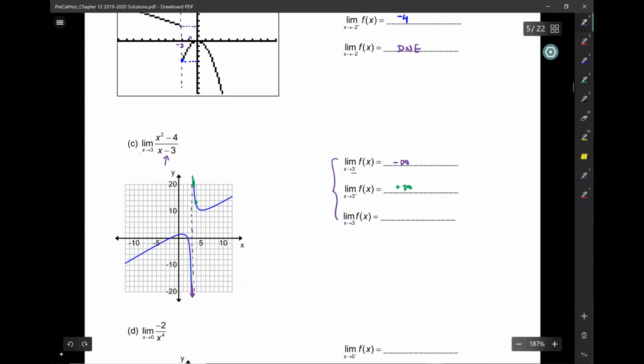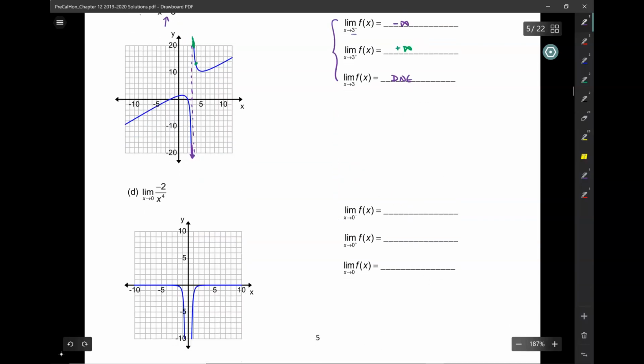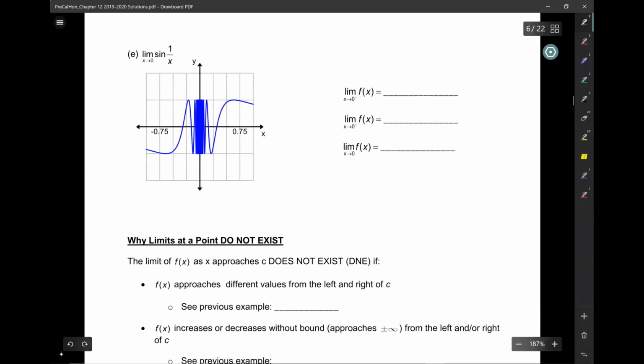All right. Left-hand limit, -infinity. Right-hand limit, +infinity. Those are very different values. So the limit does not exist. Okay, let's do one more.